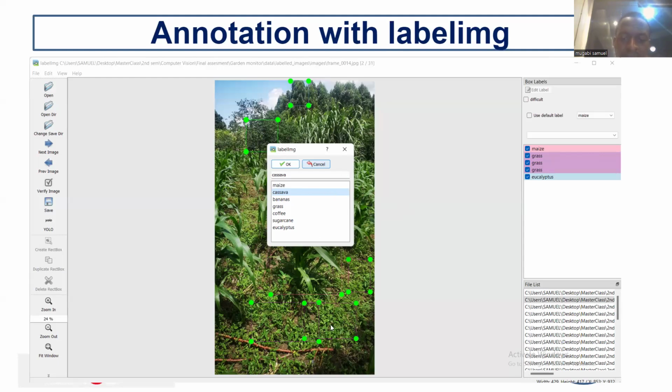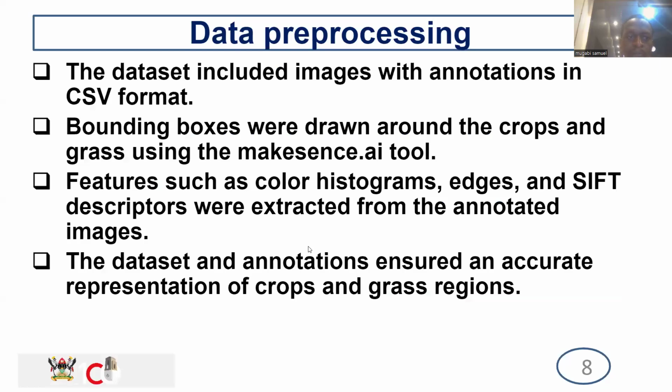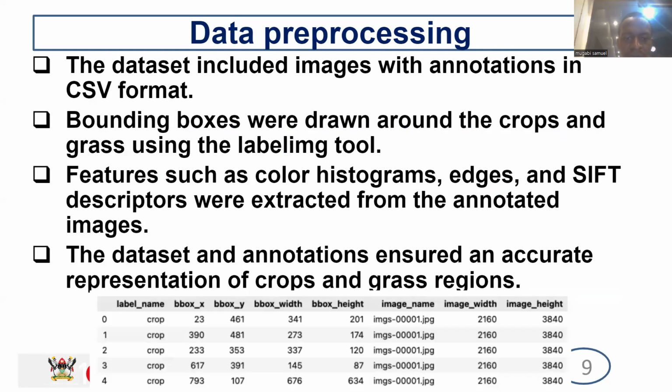Now this is the grass. What you see down here is what you classify as grass. After annotating these images, they were saved into a labeled images folder. You can save using YOLO format, whichever format you want. This is mainly what I'm explaining here. And then the annotations were saved in CSV format.